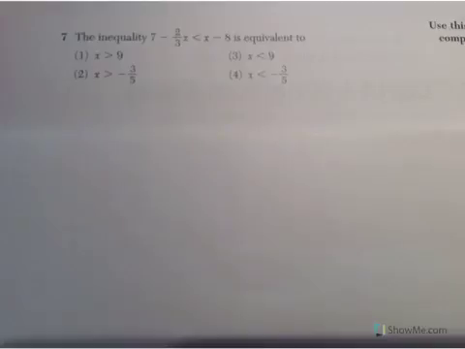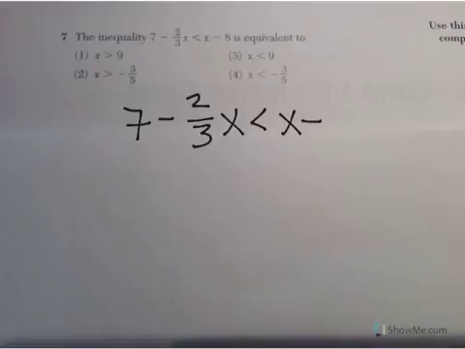Okay, here is January 2015, and number 7 says the inequality 7 minus 2/3 x is less than x minus 8 is equivalent to one of the following inequalities. So what you're going to do is you're going to have this inequality, and to solve for x, you first need to get rid of this fraction. So when you see a fraction, you have to think LCD.